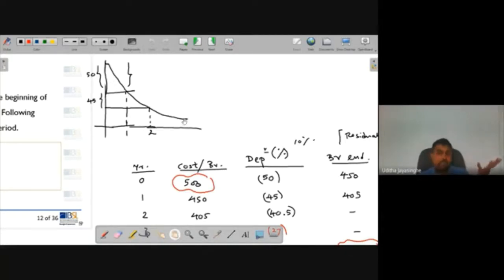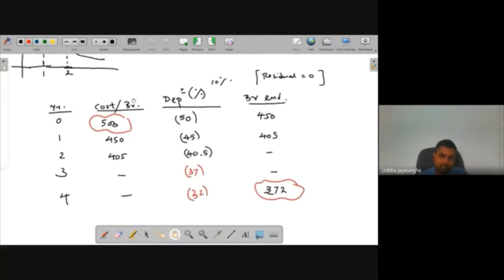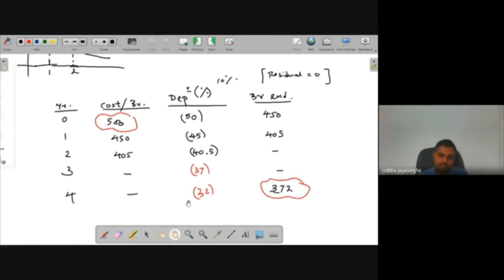In the straight line method, we learned that if the first year is 50, then the second year is also 50, and the third year also 50. So no difference. But here, look at these values carefully. I'm asking you to focus only on this particular column. The first year depreciation charge is 50. Look at the second one, 45. Third one, 40. Even lower, 37, 32, likewise. So what is happening here?